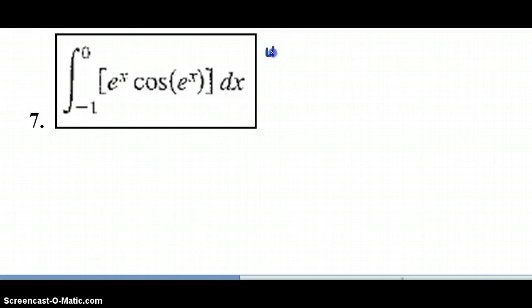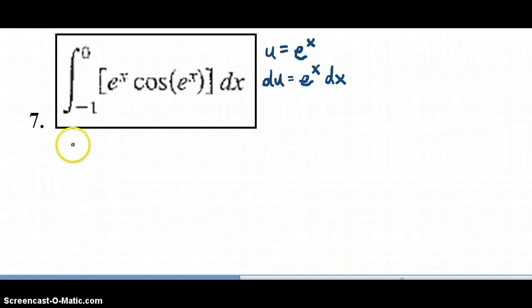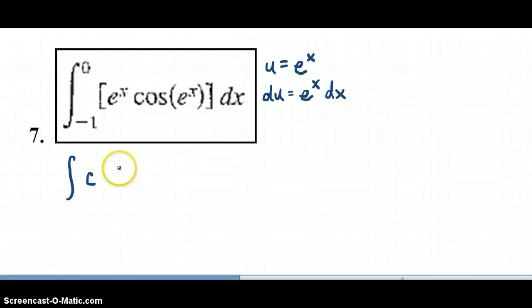So if we call our u e to the x power, that makes our du e to the x, technically times 1, dx. But by doing that, what we now have for our integral, which I'm just going to write below here, is the integral of cosine of u, and then our e to the x dx is our du. So now we're going to be integrating a trig function, which again is a good review.